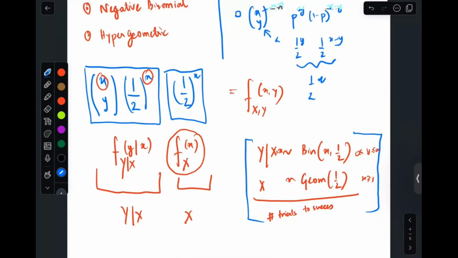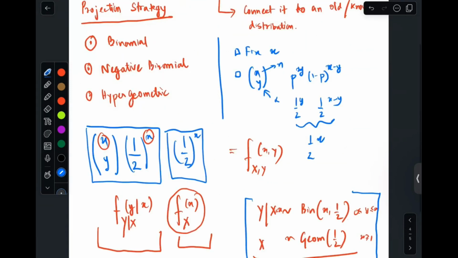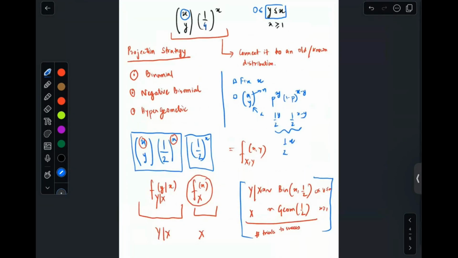Next question is, will this really help me to find the expected, rather the variance of y? Will this really help me?